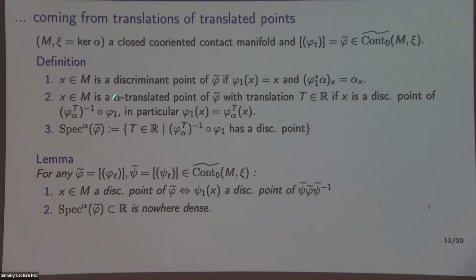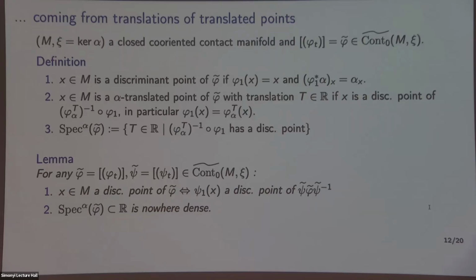And also, as I said, this notion of discriminant point is natural. So this is also a natural property of discriminant points. So x will be a discriminant point of phi tilde if and only if psi 1 of x is a discriminant point of the conjugate of phi tilde by psi tilde. Okay, so some lemma that might be interesting for later, if we have time to go into the proof.